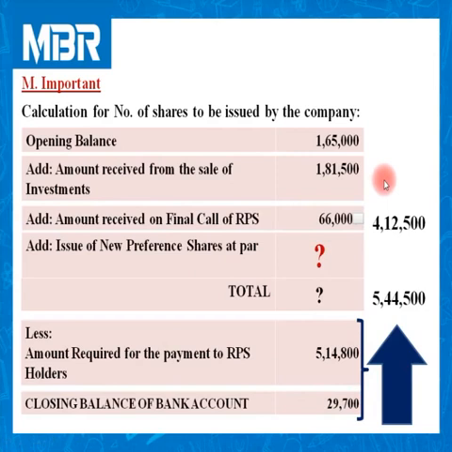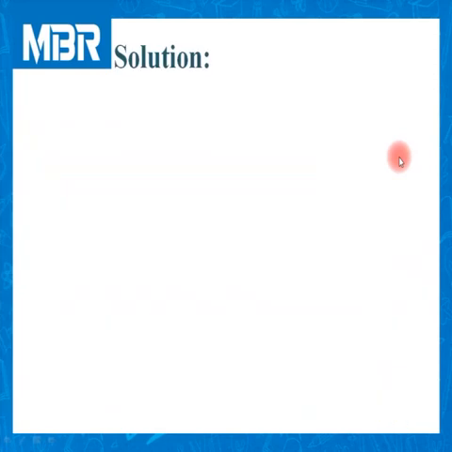Now we have figure of receipt 1,65,000 plus 1,81,500 plus 66,000, 4,12,500. We have 4,12,500. We need 5,44,500. So the balancing figure is rupees 1,32,000 that we need to collect by the issue of new preference shares at par.